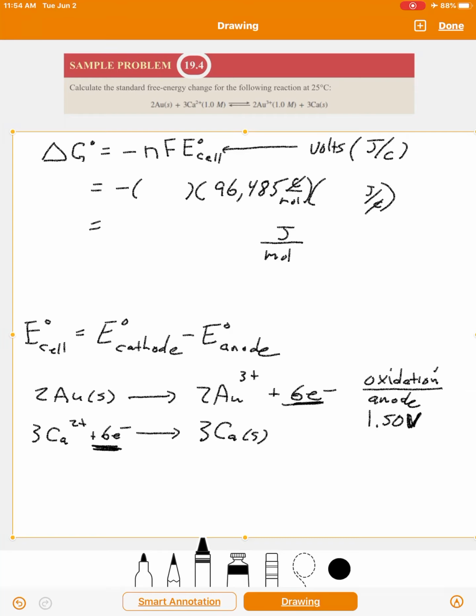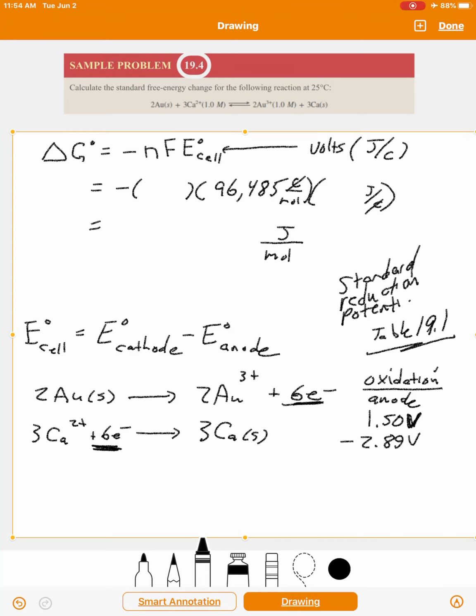Okay? So now we look up the calcium, and it turns out the calcium is way down at negative 2.89 volts. Again, these values I'm getting here are from table 19.1, the standard reduction potentials, right? E naught. Okay? So now, this is gaining electrons. Gaining electrons is reduction.